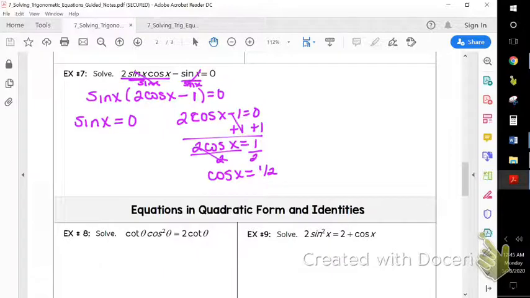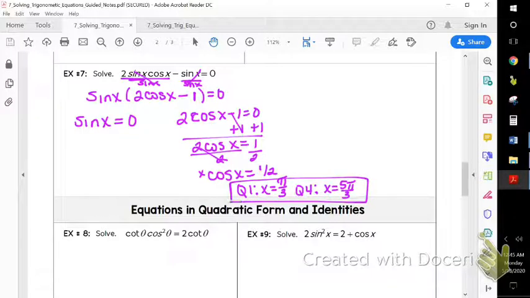We know cosine is positive in quadrants 1 and 4. And in quadrant 1, remember cosine now is your x value. So where is x equal to 1/2? That would be at pi over 3. And in quadrant 4, where is x equal to a positive 1/2? And that would be at 5 pi over 3. So there's the 2 answers for this part.